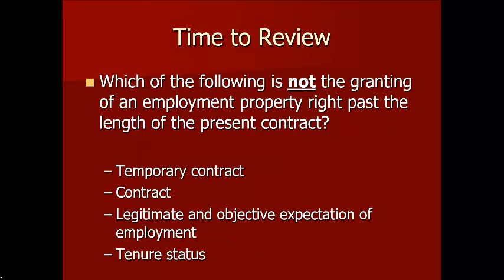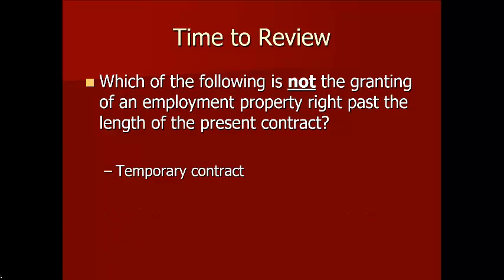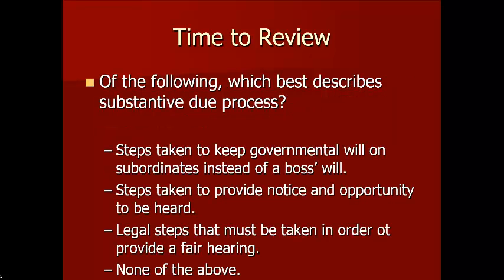Which of the following is not the granting of an employment property right past the length of the present contract? So which is not giving a property right past the length of the present contract? And the answer there is a temporary contract. In other words, a temporary contract does not grant somebody a property right. They cannot expect that temporary contract to be given every year.